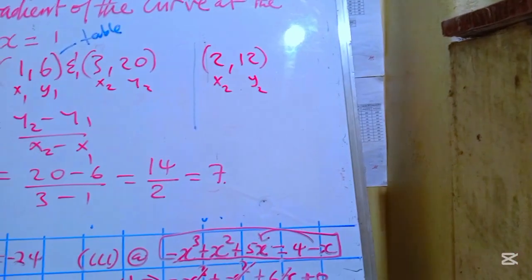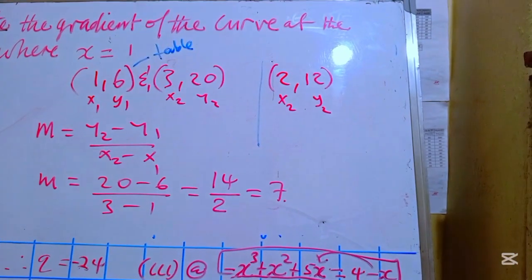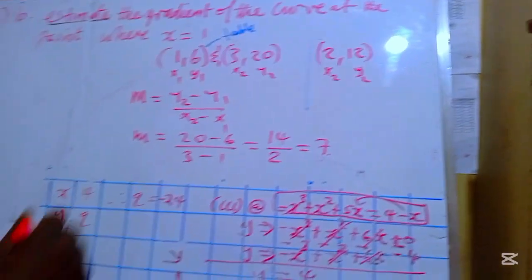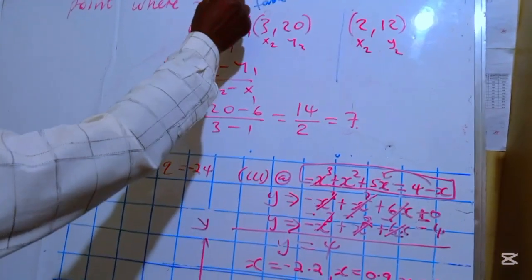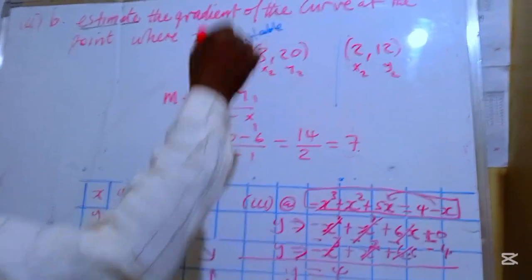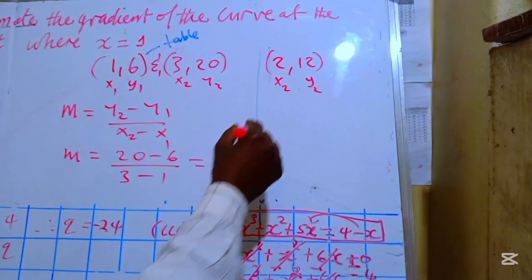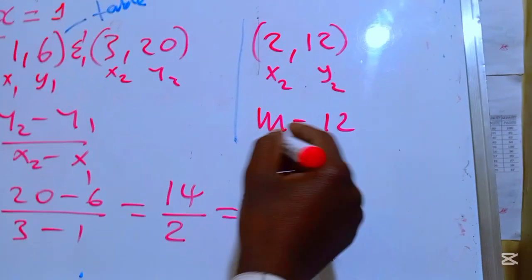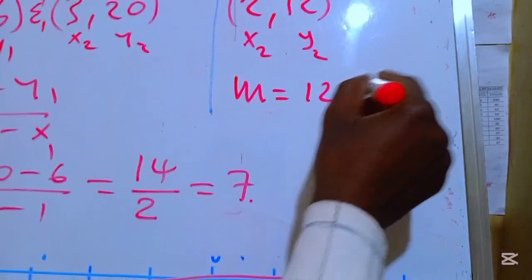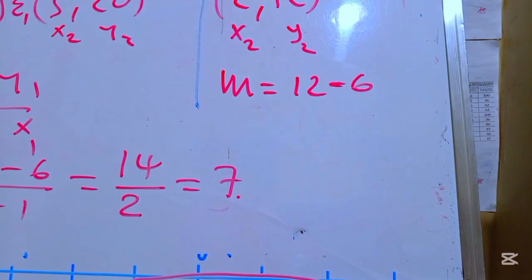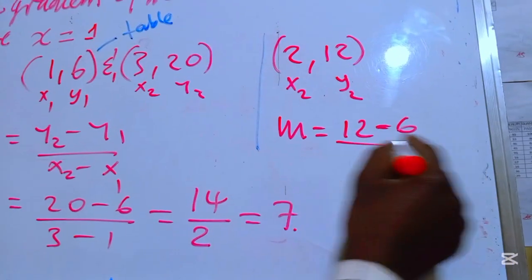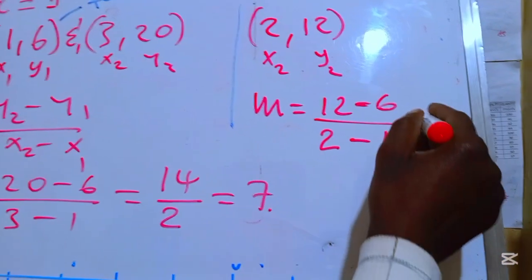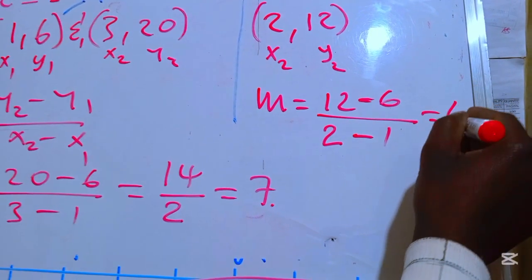Remember, ladies and gentlemen, you maintain the first point which you are given. What is that which I'm talking about? The one where they said x is equal to 1. This one should always be there. So now you can find the gradient. Since I'm estimating y2 is 12, then 12 minus 6, you agree with me? Over x2, which is 2 minus 1. So you agree that it is equal to 6 over 1.